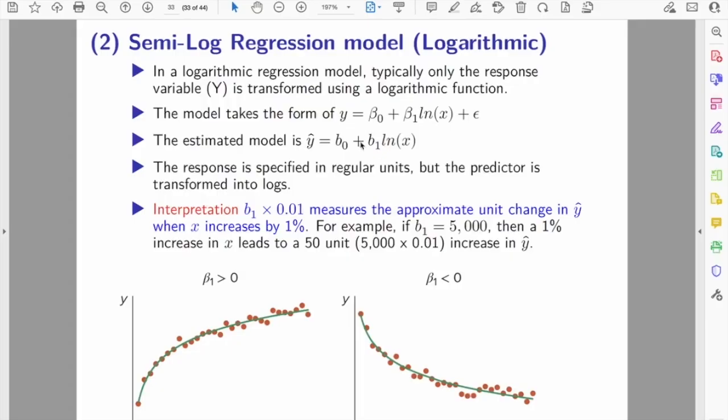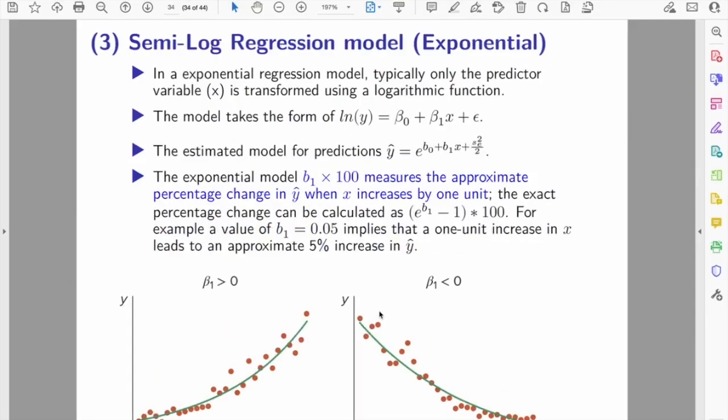How to interpret b1? b1, if you multiply it by 0.01, measures the approximate unit change in y hat when x increases by 1%. For instance, if b1 equals 5,000, then a 1% increase in x leads to a 50-unit increase. How do we get 50? Because 5,000 times 0.01 gives us 50 units increase in y hat. And again, this is the graph of the model.